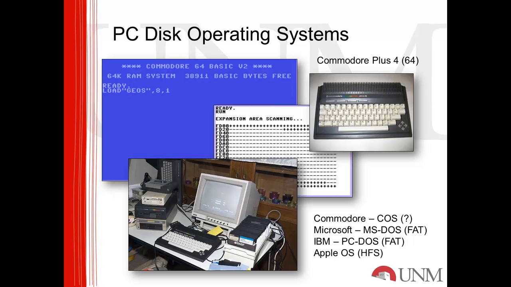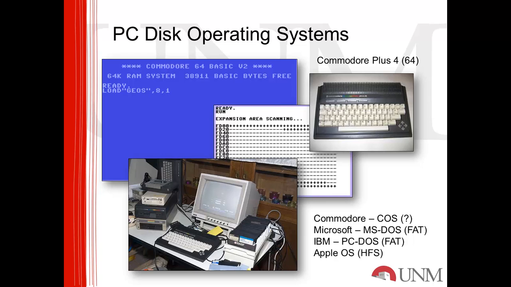The next step in evolution in personal computing file systems was Microsoft's MS-DOS. DOS stands for Disk Operating System, which was designed to manage a hard disk drive instead of simply a floppy drive. And at that time, the method of managing hard disks was a technology that's actually still around today. It's used on flash drives and portable hard drives quite a bit. But it's a fairly inefficient disk management system called FAT, which stands for the File Allocation Table Method.